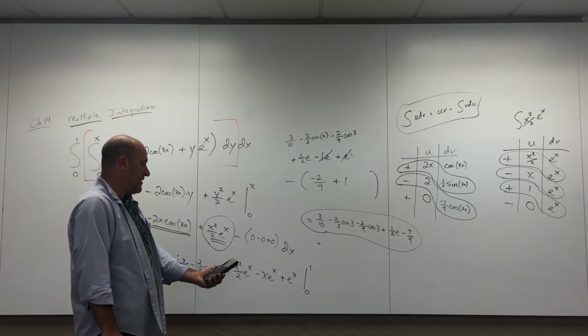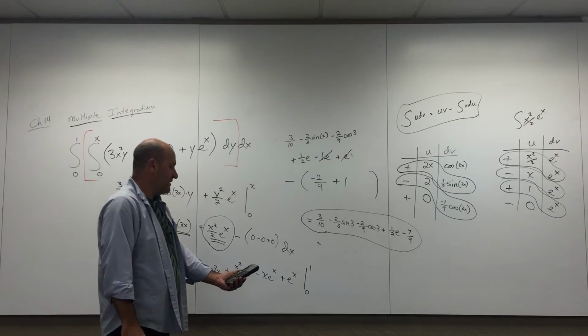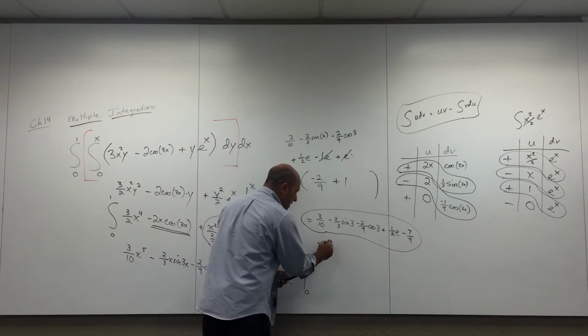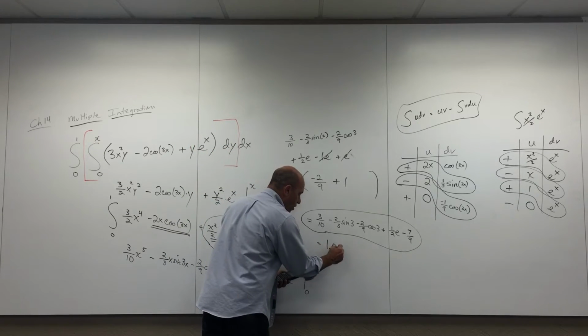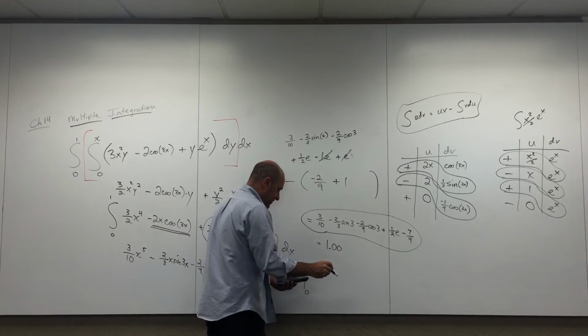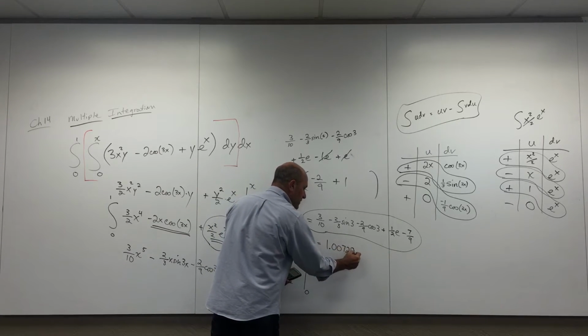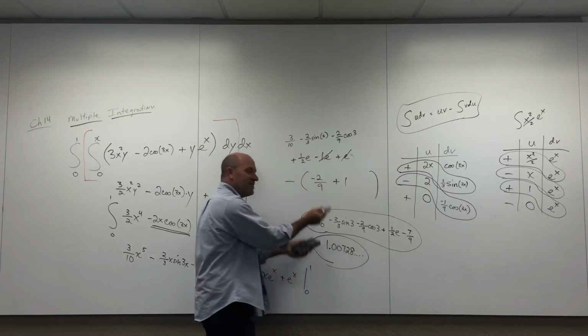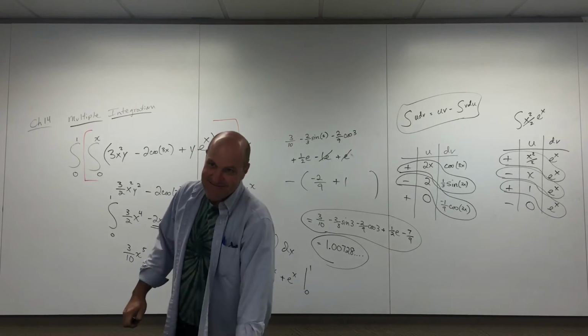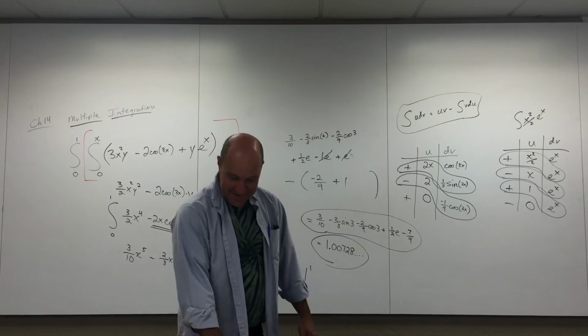Well, I hit enter after all that, and I've got a nice little teeny positive number here. I'm getting a 1.00728, blah, blah, blah. Huh, that's interesting. It's practically a 1. That's interesting.